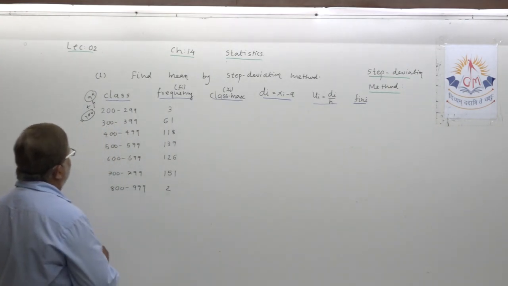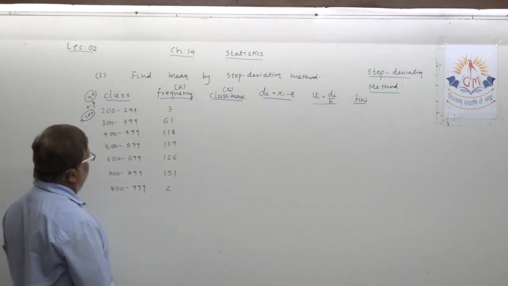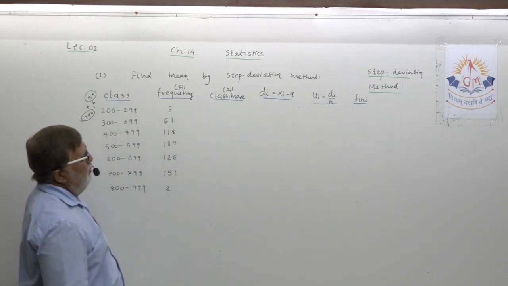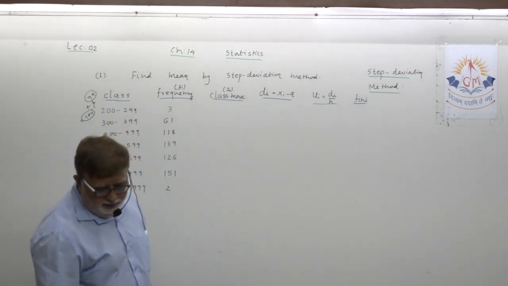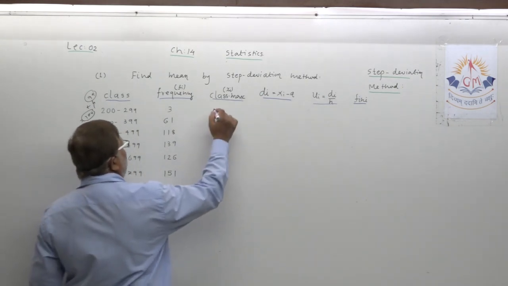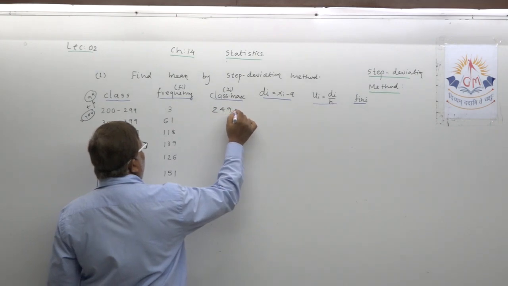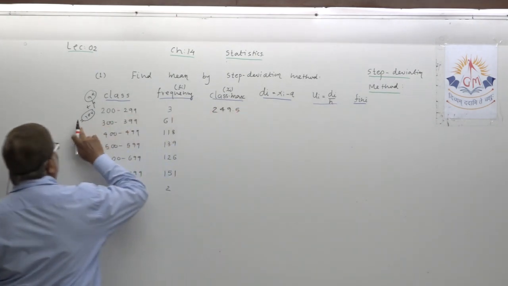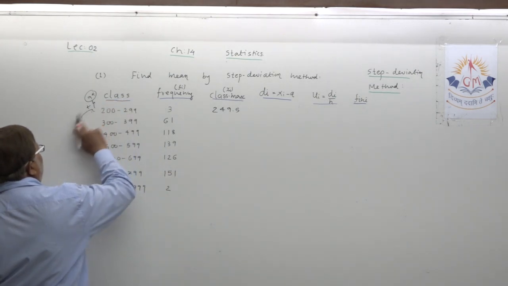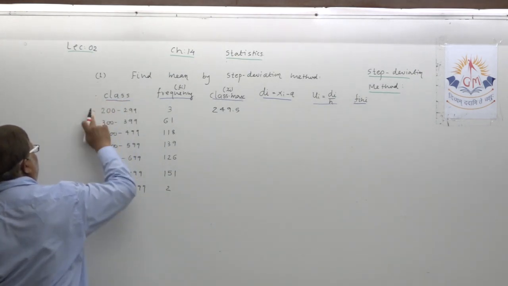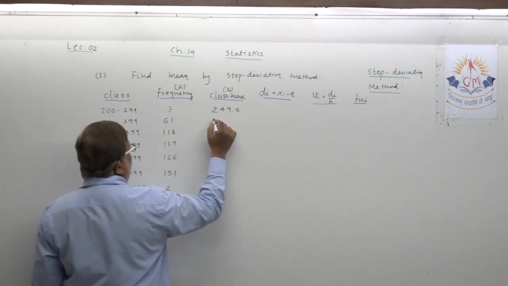Now as usual, we solve 200 plus 299, that is 499, upon 2. So what is that? 249.5. That is the first class mark, 249.5. This is clear in your mind, dear student? The normal class length which you count, you have to take one more in discrete or discontinuous data. Go on adding 100.